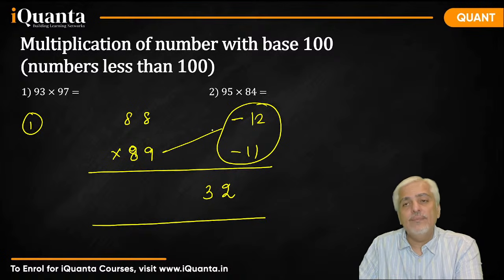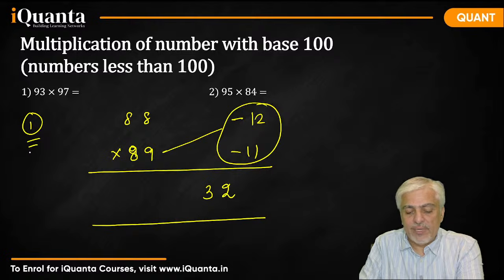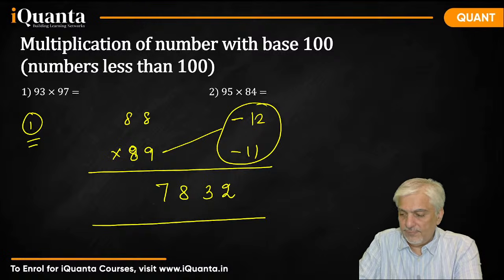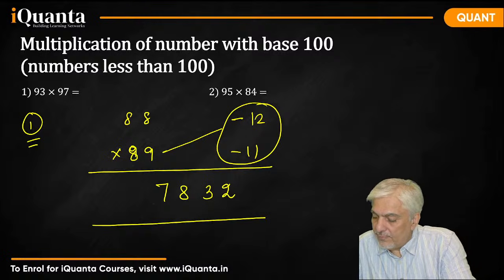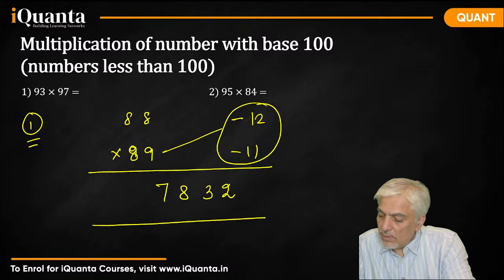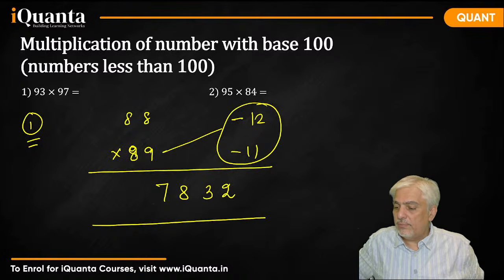89 minus 12 is 77. 77 plus 1 is 78. Jairam, you are lagging behind a lot. Maybe you just need to refresh it once.